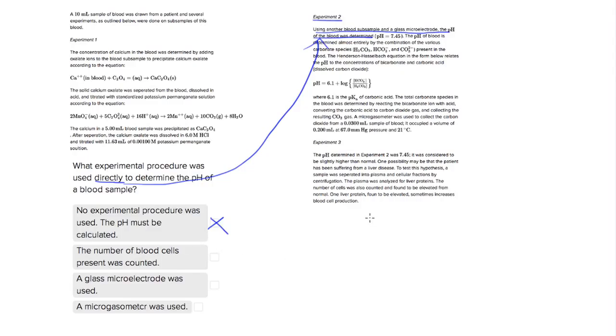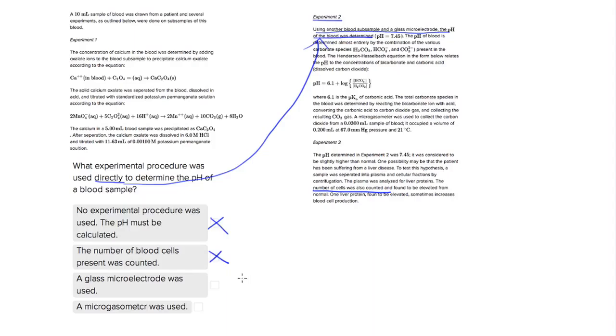Choice 2, the number of blood cells present was counted. And we see that present in experiment 3. Experiment 3 is evaluating one of the pHs determined and reasons for why it seemed higher than normal. But this isn't a direct result in order to find the pH. This is just something about a specific, really elevated pH.